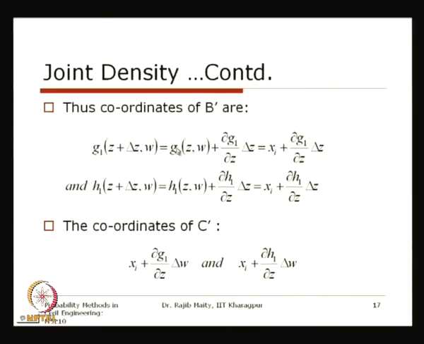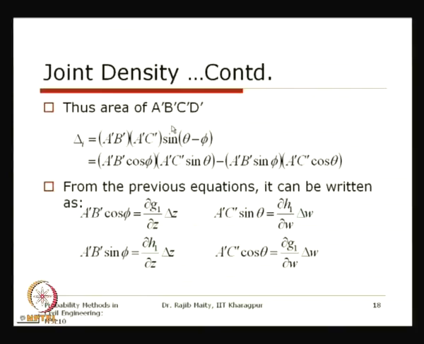So this can be written as x_i plus dou G1 by dou Z multiplied by the value of the change, that is delta Z. Similarly, H1(Z plus delta Z, W) can be represented by y_i plus dou H1 by dou Z multiplied by delta Z. The coordinates of C prime will be, similarly, x_i plus dou G1 by dou W delta W and y_i plus dou H1 by dou W delta W.